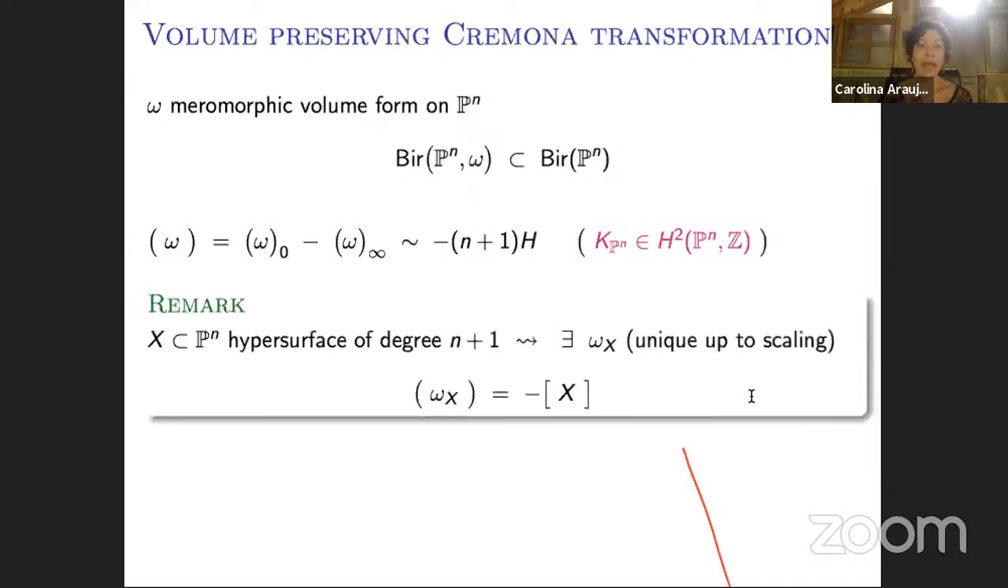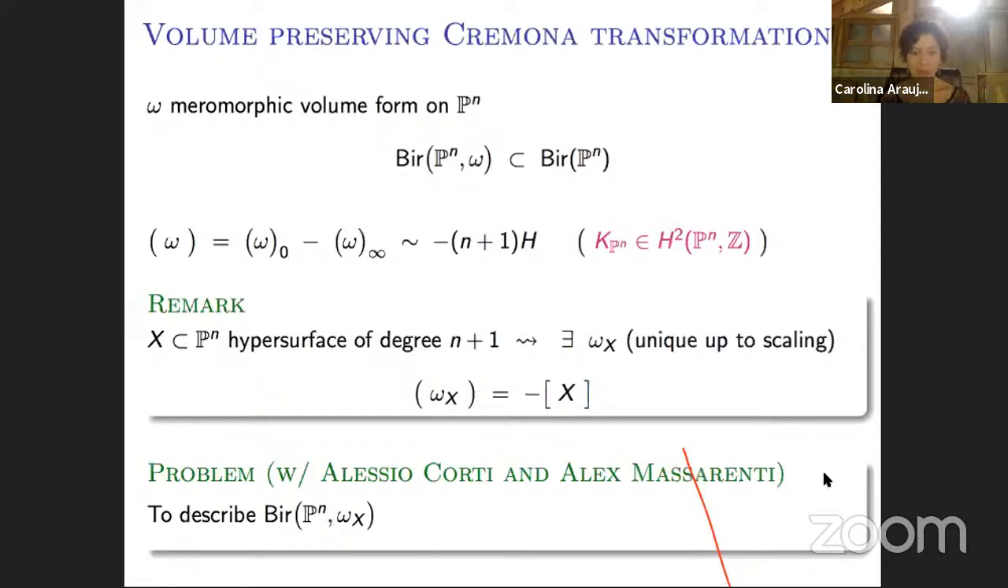And the observation is that, conversely, if you give me any hypersurface of degree n+1 in Pn, for instance, a K3 quartic surface in P3, then there exists a unique up to scaling volume form that does not vanish and has poles, simple poles, precisely along this hypersurface. So this is what I mean by writing down this equality.